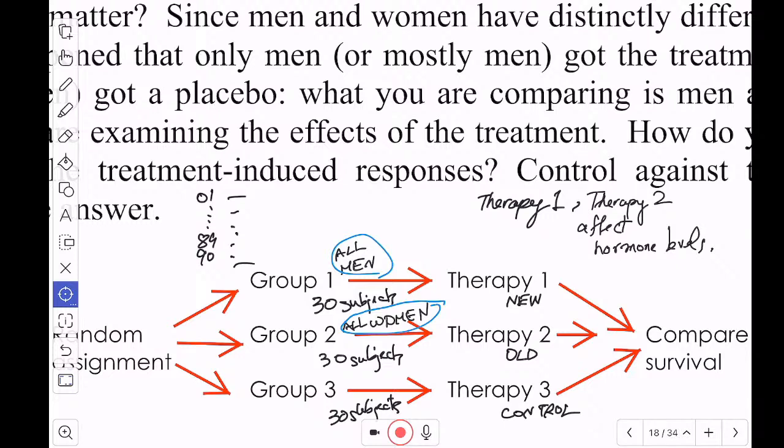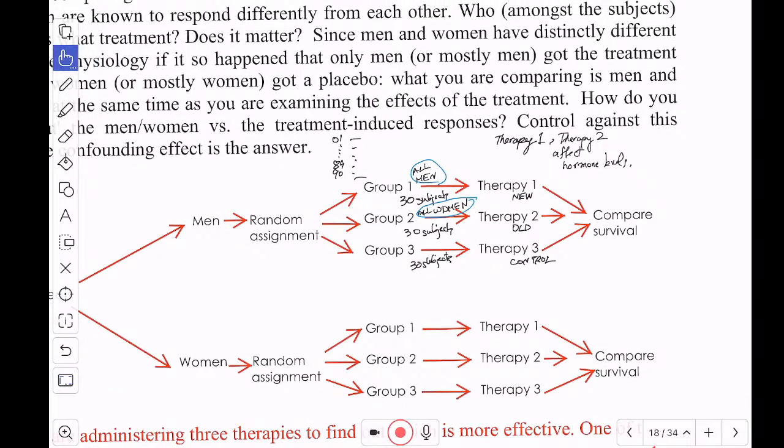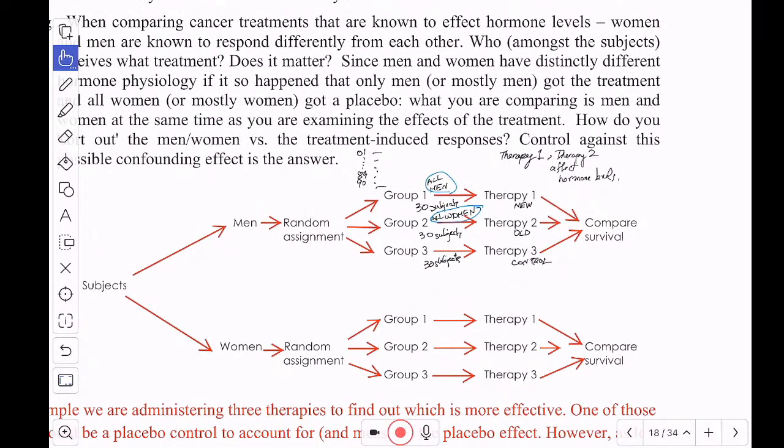So to avoid this problem and a potential confounding, we block. We separate women and men differently. We separate them into blocks. Now notice the study looks the same, right? The randomized controlled study looks the same, except these will all be men, and these will all be women. And they'll receive all 3 treatments: the new, the old, and the control.